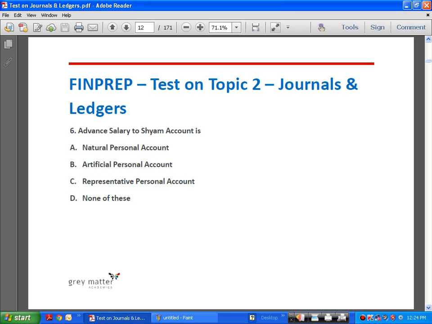Advance salary to Shyam account is a natural personal account, artificial personal account, representative personal account, or none of these? Advance salary to Shyam means that even before Shyam has rendered his services to the business, it has paid him cash. It could be because there is a cash requirement for Shyam, and hence the business has given him salary in advance. So this advance salary account is a representative personal account.